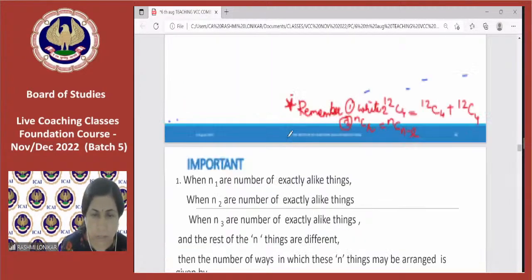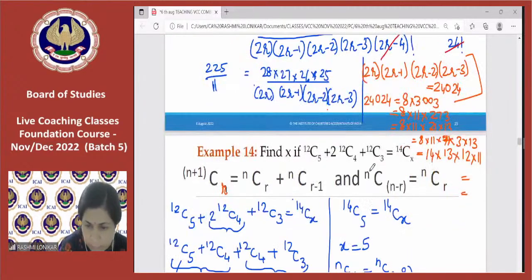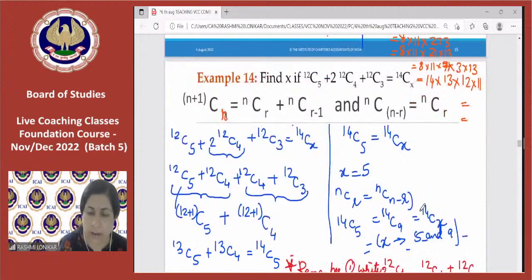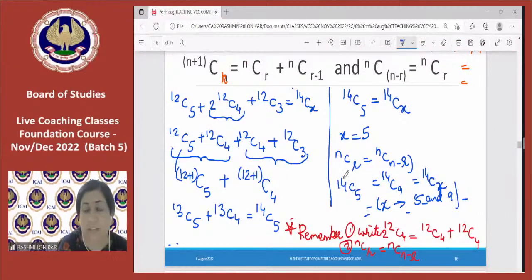Barkhat, we are not writing nCr. I am writing nC(n minus r) is equal to nCr. I am not writing nCr is equal to nCr; I am writing nC(n minus r) is equal to nCr. So that when I have 14C5, that is also equal to 14C9. Where did this 9 come from? That is 14 minus 5 is 9. Okay.